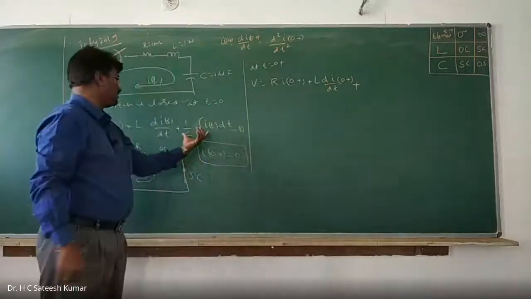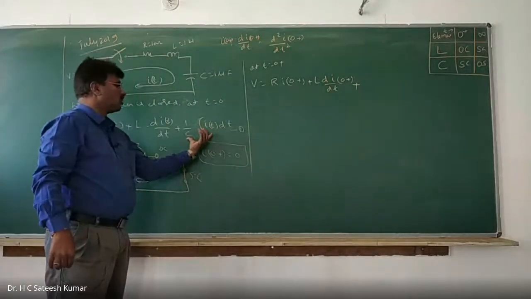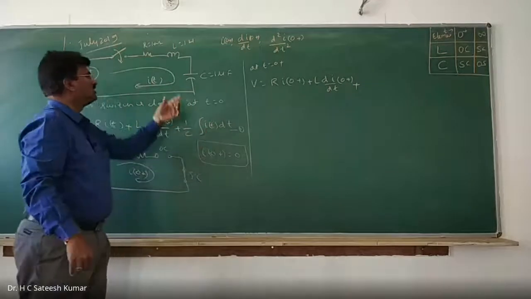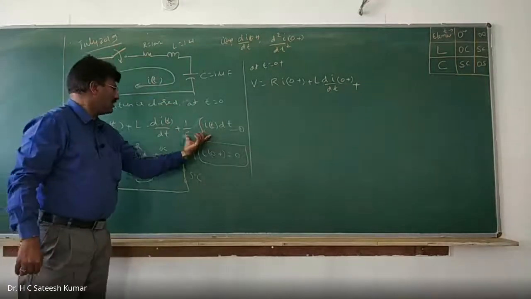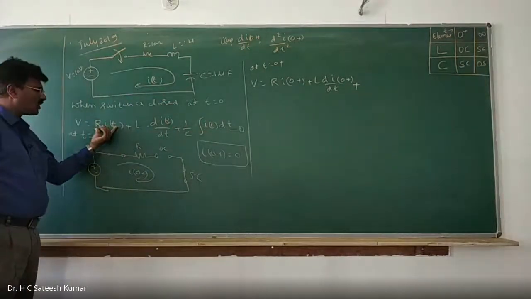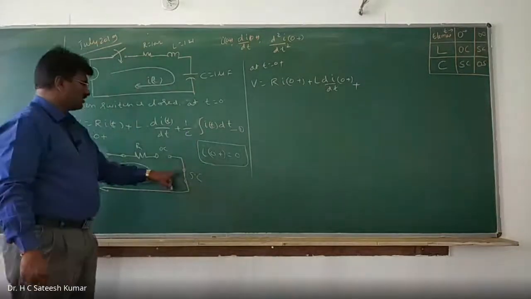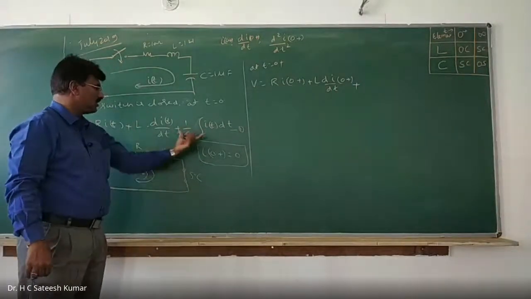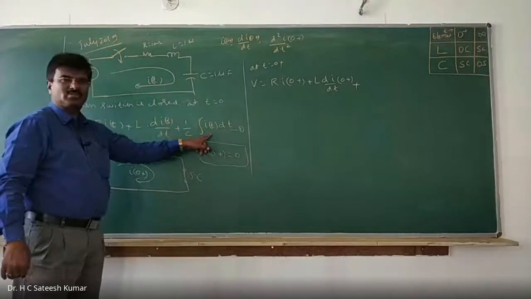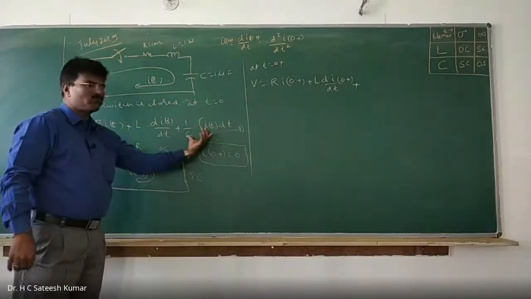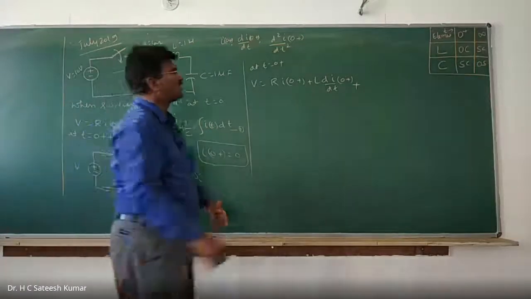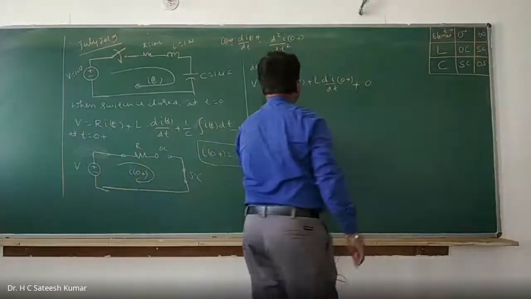This is the voltage across the capacitor. Since it is short circuited, what is the voltage? This voltage is equal to this voltage plus this voltage plus this voltage. That is the KVL. Now this is the short circuit. This capacitor is represented by this equation. When this is short circuited, this voltage will become 0. So therefore, this will become 0.